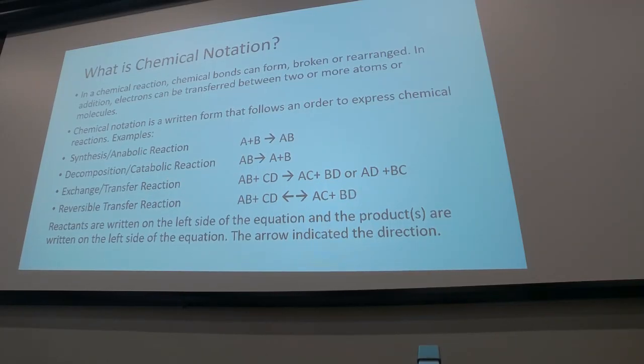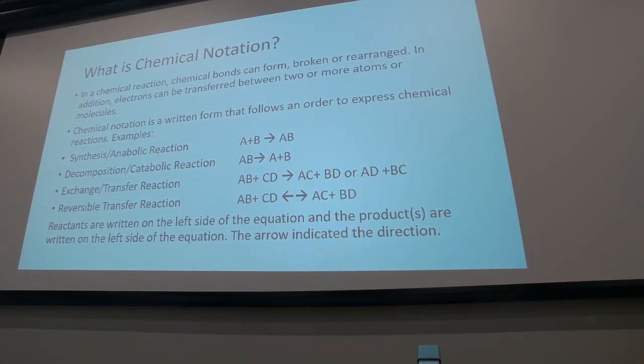And then you can have the opposite. You have the decomposition reaction or catabolic reaction, in which two reactants were already chemically bonded, and you break the bond between A and B, and you end up with two products, A plus B.